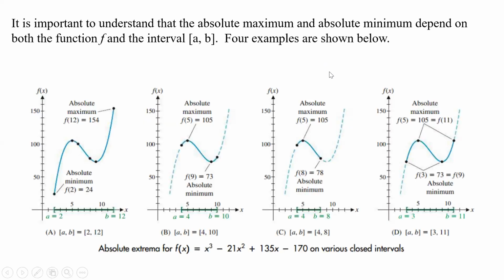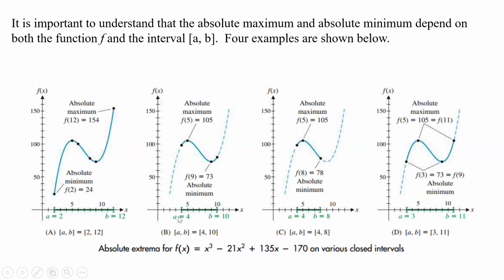So it's important to understand the absolute maximum and minimum depending on how both the function and the interval work. Here are some examples. On this first one, we have an interval from 2 to 12, and this is the same function for all of them. From 2 to 12, it looks like this, and we have this absolute minimum here and an absolute maximum here. We've also got a local min and a local max, but we've got the absolutes as well.